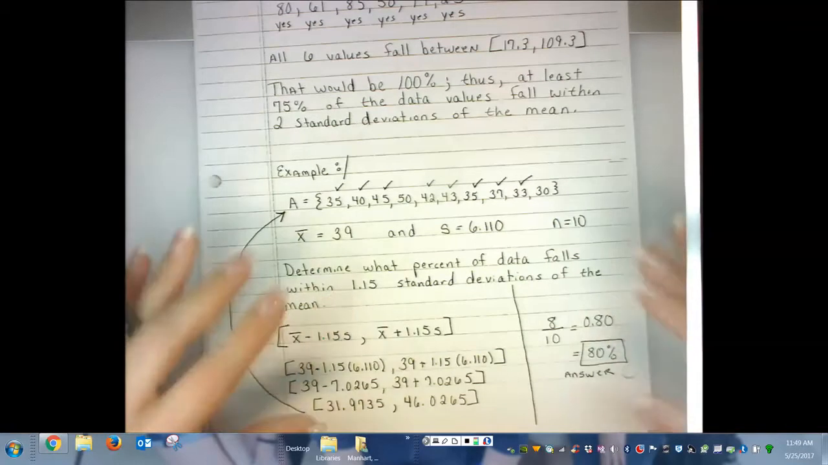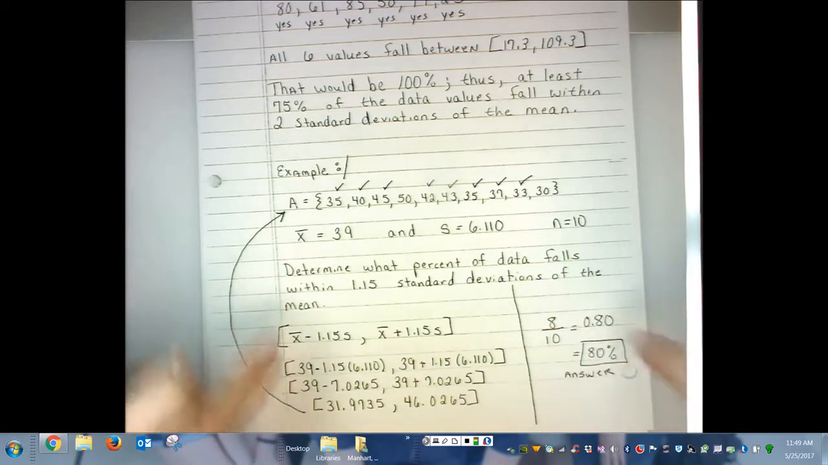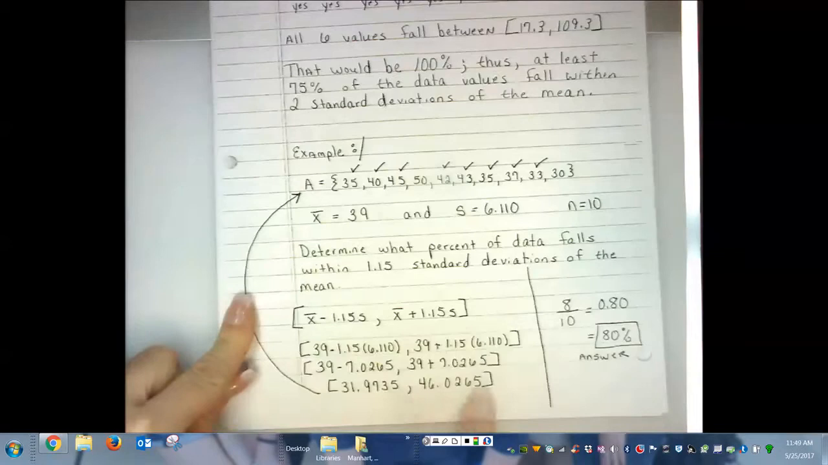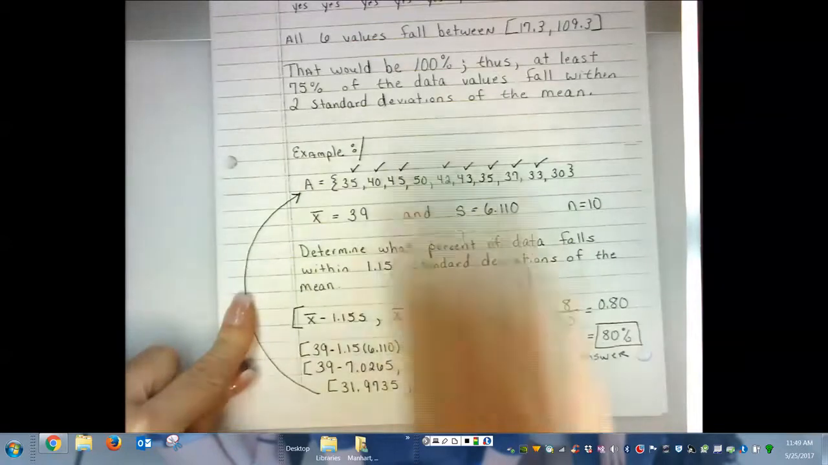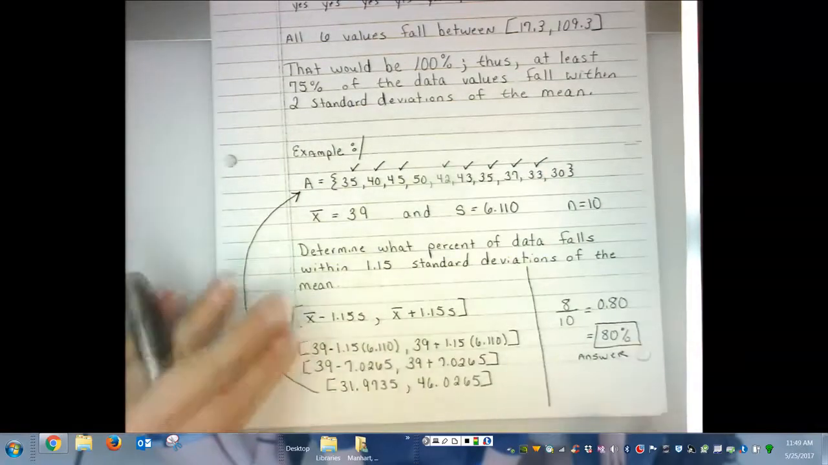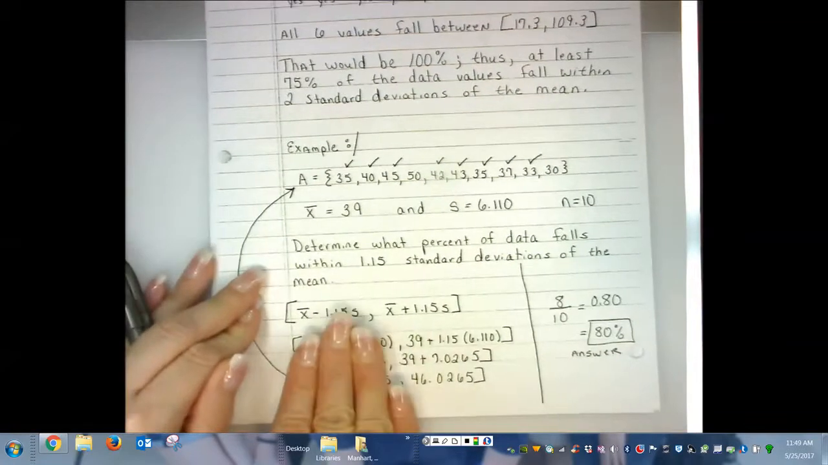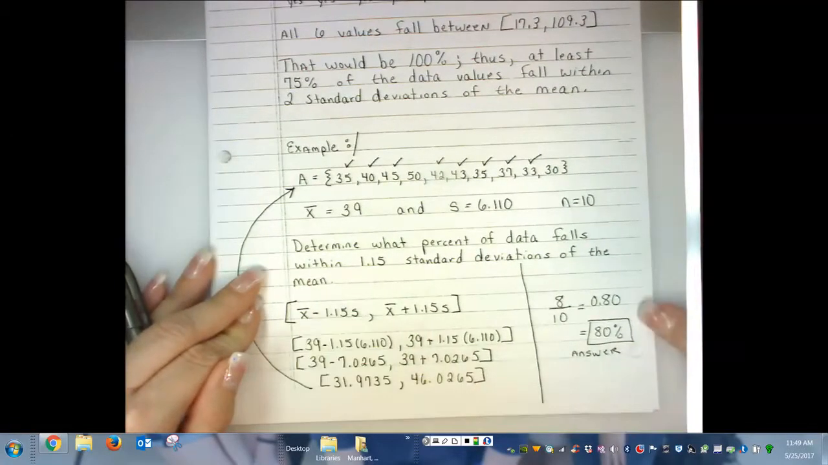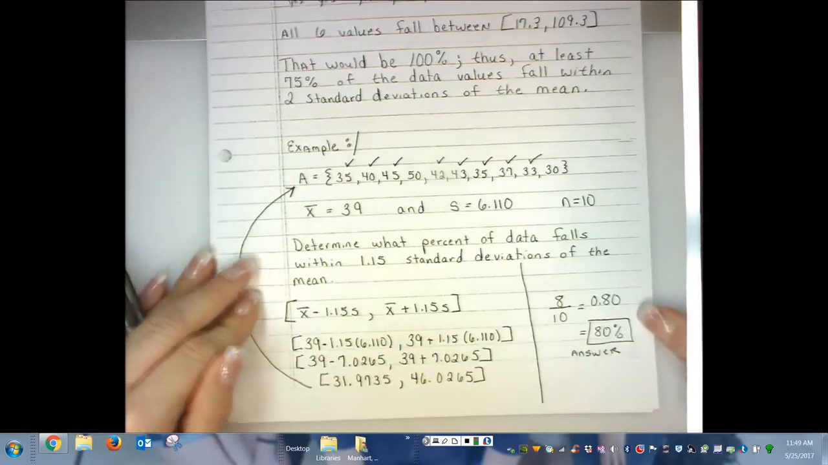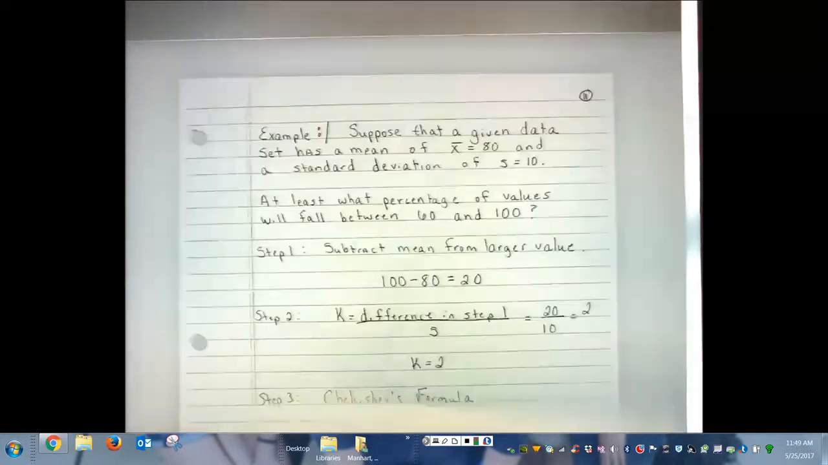Then I could give you the same problem, and it looked just like this. Determine the actual percentage of data values that fall within 1.15 standard deviations of the mean. And you'd have to calculate that range and physically see how many fall there, 8 out of 10 or 80%. So there's a difference in the general percentage Chebyshev promises, at least 24%, and the specific percentage that we find, which is 80%. Be very, very careful with how I ask the question.